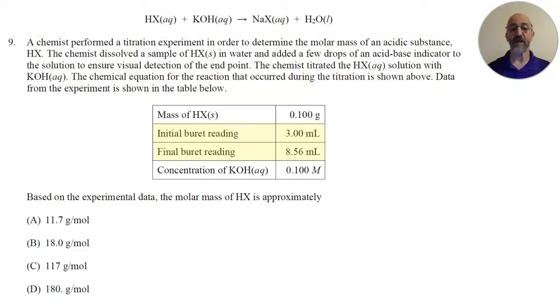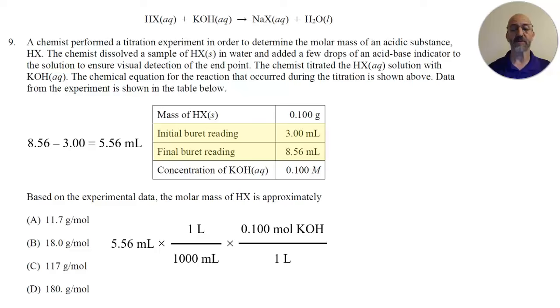We have a final burette reading of 8.56 milliliters. So that difference, 8.56 minus 3, gives us the volume of the potassium hydroxide solution that was used in this titration experiment. And we know the volume, and we also know the molarity. So remember that when you know the volume and the molarity, you can calculate the number of moles. So I'll start with 5.56 milliliters. I will divide by 1,000 to go from milliliters to liters. And the concentration of the potassium hydroxide, that's the titrant in this experiment, is 0.100 moles of potassium hydroxide per liter.